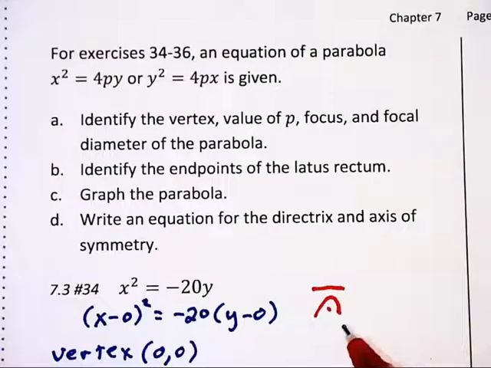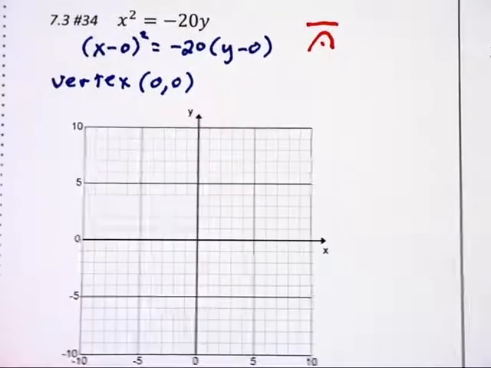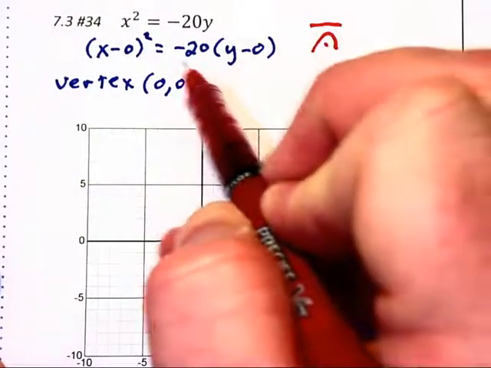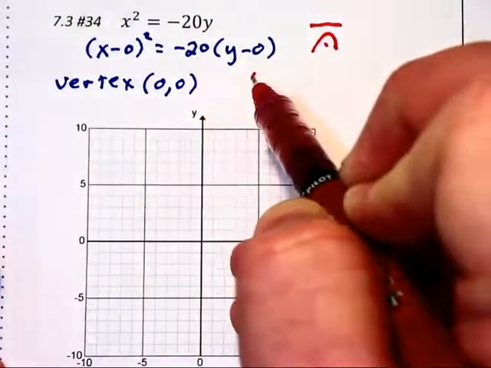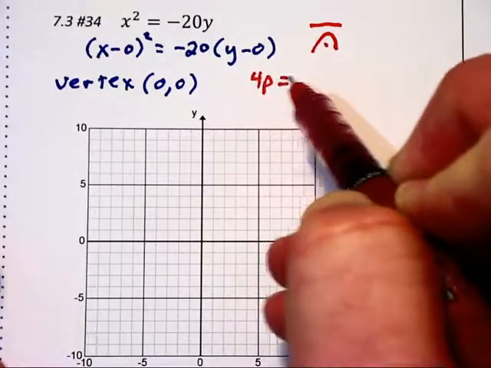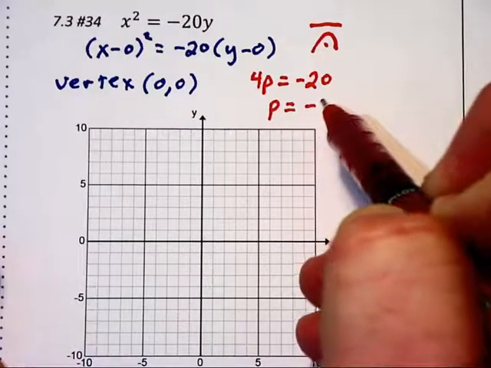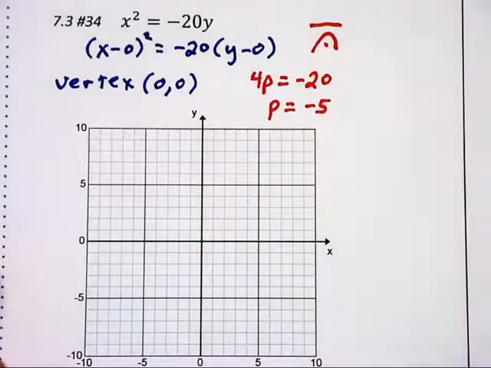So I'm going to draw this little sketch here to help us look at the orientation. And let's start looking at a couple other things. This negative 20 is in the 4p position. So I'm going to write 4p is equal to negative 20. Therefore, p is equal to negative 5.